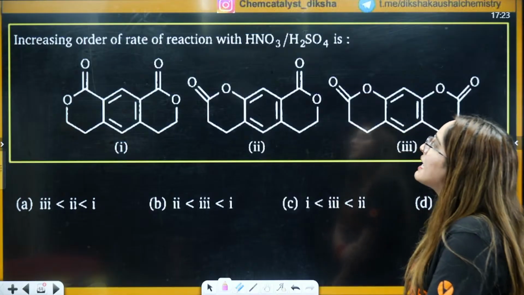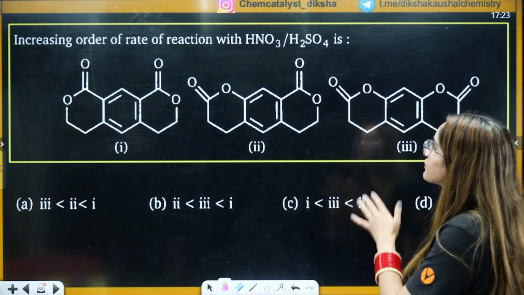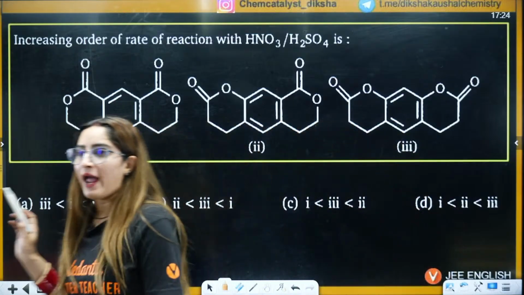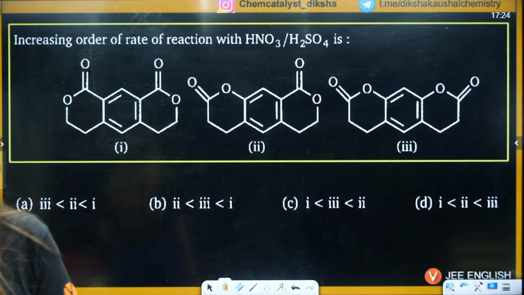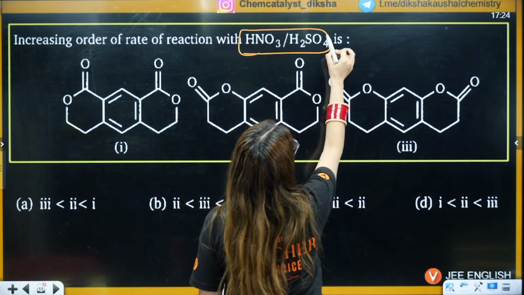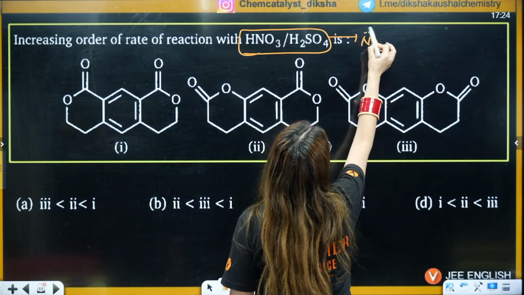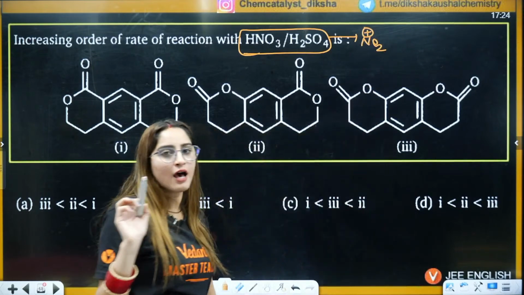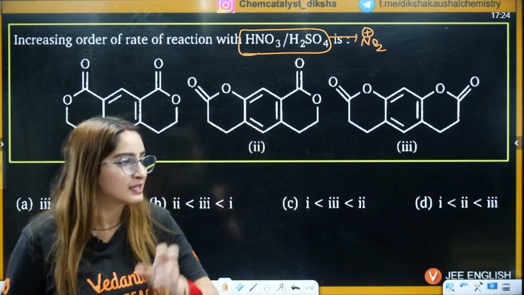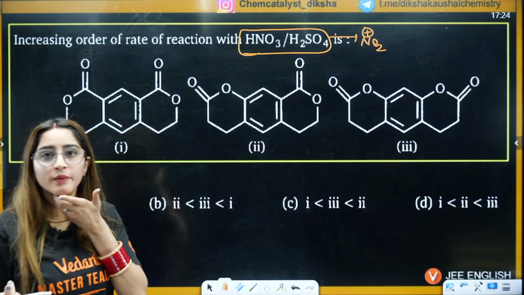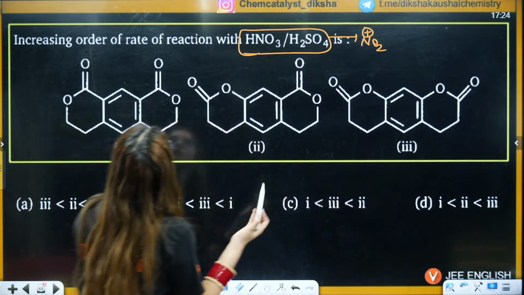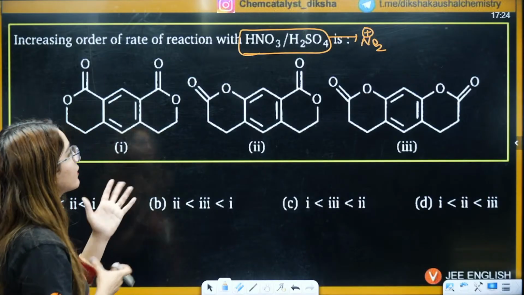Next question is increasing order of rate of reaction with HNO3 and H2SO4. Now HNO3 and H2SO4, right? This is the nitrating mixture. We know that this will give you NO2 positive as an electrophile. Now the electrophile needs electron density, right? That means we need to see which has maximum electron density. The more the electron density, the more will be the rate. Okay, they are asking you the increasing rate.